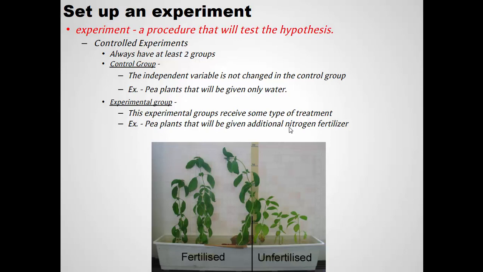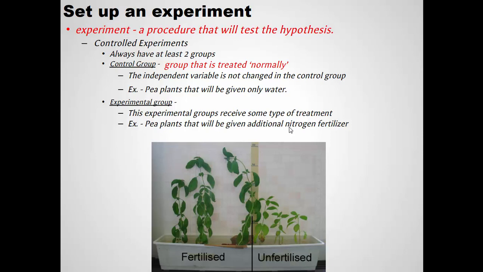Yeah, if we just had a single group and we were changing something, we wouldn't know what the effects would have been if we didn't change it. That control group is the group we use for comparison. We just keep it under typical normal conditions. We don't change the independent variable in the control group. For example, in our pea plant experiment, the pea plants that would get only water and no extra nitrogen would be a good control group.